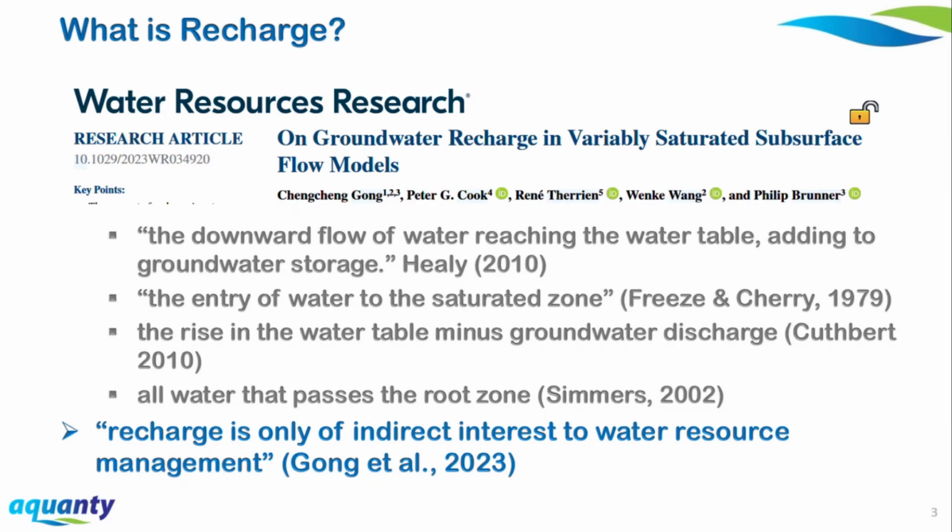From that paper, three of them are: recharge is the downward flow of water reaching the water table, adding to groundwater storage. It could also be the entry of water into the saturated zone, so that definition inherently includes the capillary fringe. The next definition: the rise of water table minus groundwater discharge, so the net result of recharge. And then another, more soil science based approach, is all water that passes the root zone. So basically here we're looking at recharge in terms of unconfined aquifers.